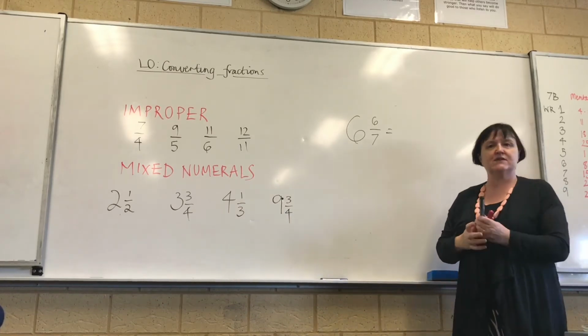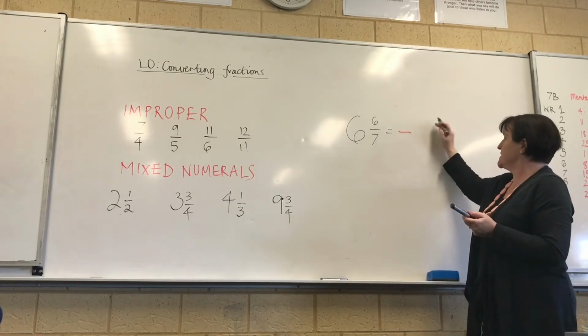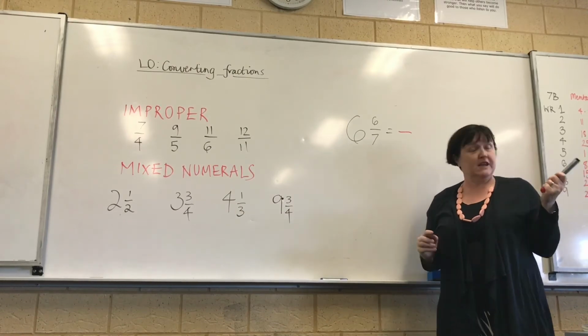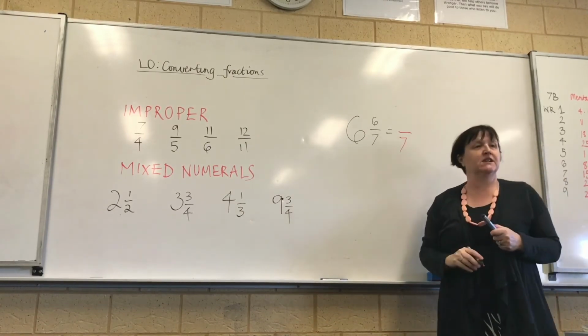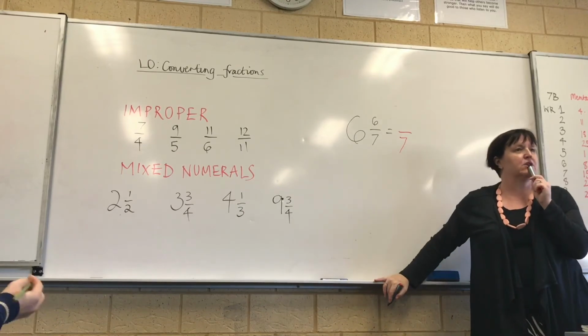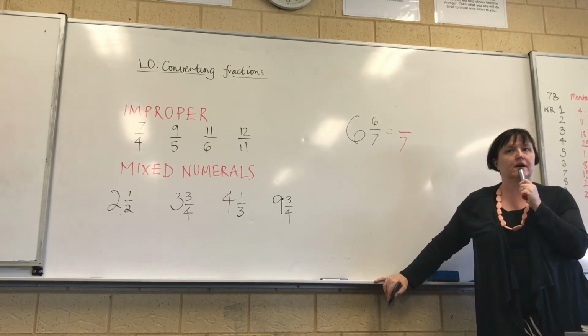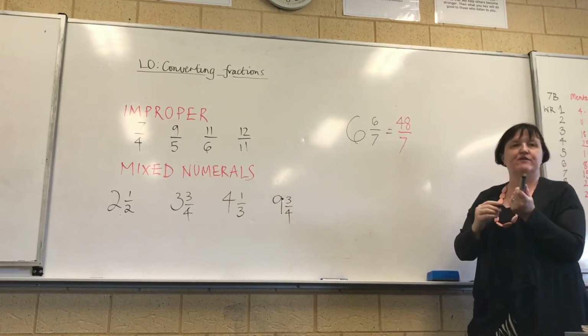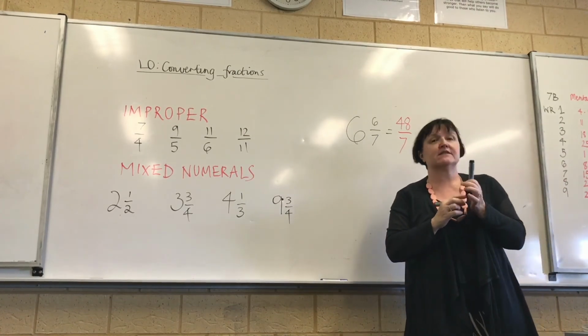6 6/7. What do we know is going to be part of the answer? Yeah, 7 is going to be a denominator. Well done. So what is the new numerator? 48. 48, well done. 48/7. Okay, stop there then for me, Tara.